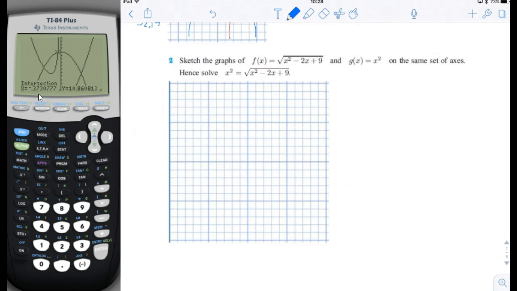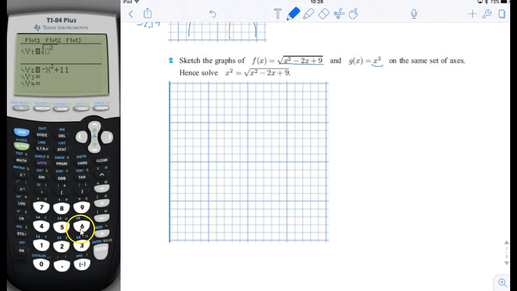Now we're going to sketch two other functions, which is this, which I don't really expect you to know how to graph, and this, which is just a simple parabola. Okay, so let's do that. So first we're going to put the square root, and then underneath the square root we're going to put x squared minus 2x plus 9.